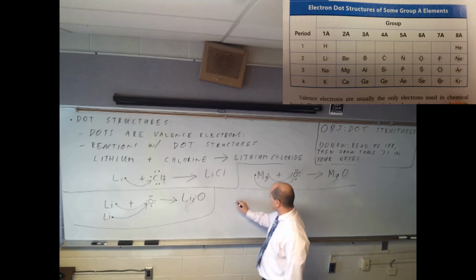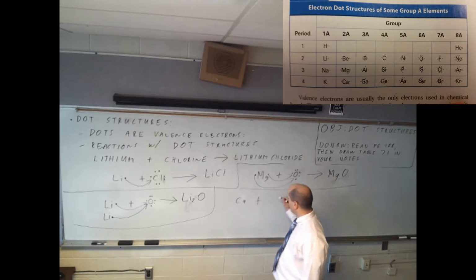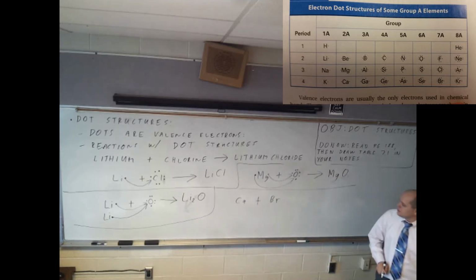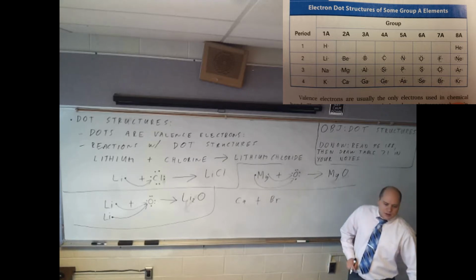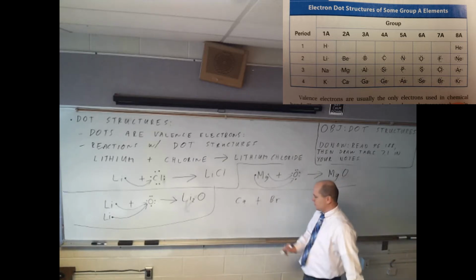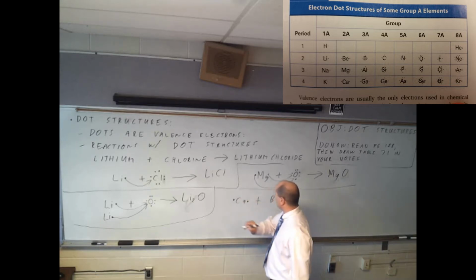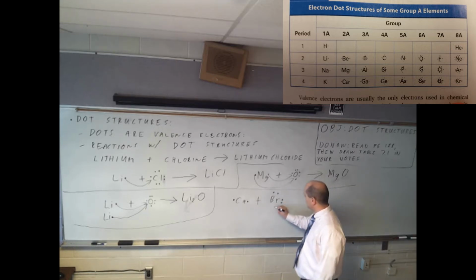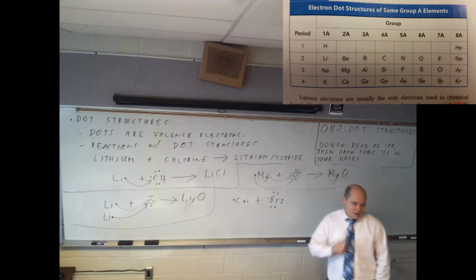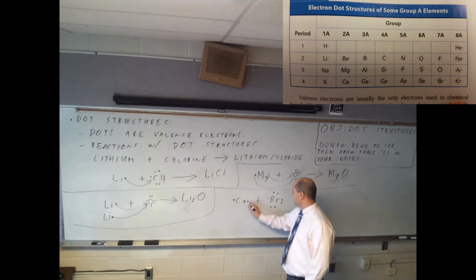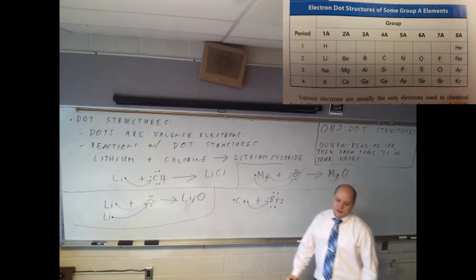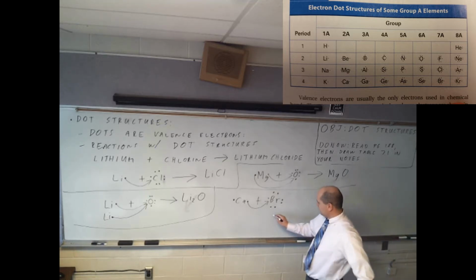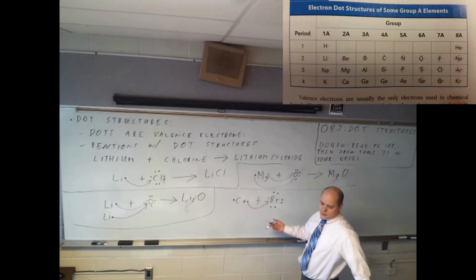So let's say instead we have, let's do calcium and bromine. So it's going to make calcium bromide. How many valence electrons does calcium have? 2. How many does bromine have? 7. How many can this bromine take? Just 1. It only needs 1 more to get to 8, right? What's calcium going to do with its other electron? Yeah, you don't have to write the 1.